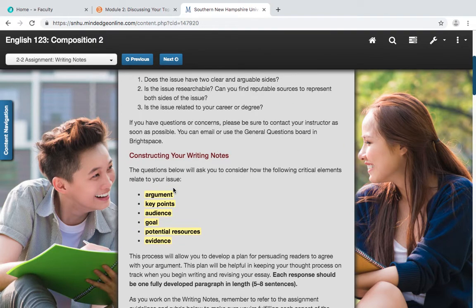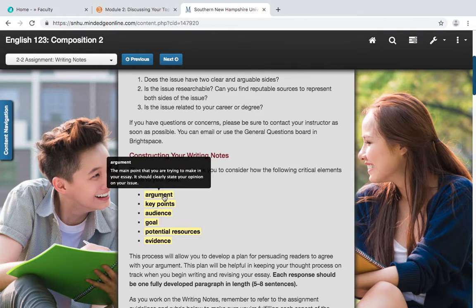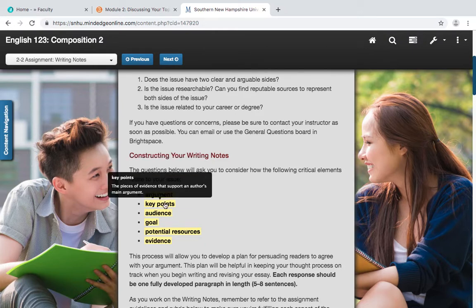Constructing your writing notes. The questions below will ask you to consider how the following critical elements relate to your issue: argument, key points, audience, goal, potential resources, evidence. Key points, you'll notice if you hover over any of these, it gives a little definition. Key points is critical because they're going to become your topic sentences for your essay. And topic sentences are crucial in order to have focused body paragraphs.